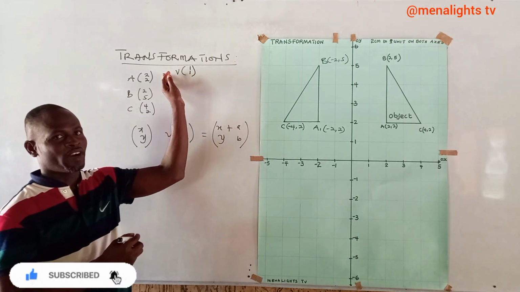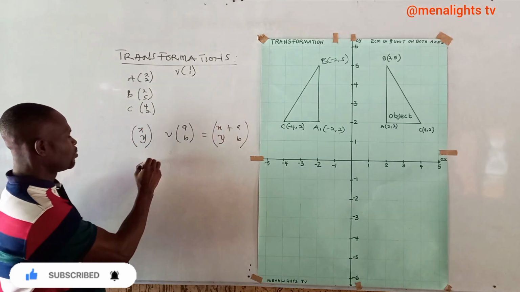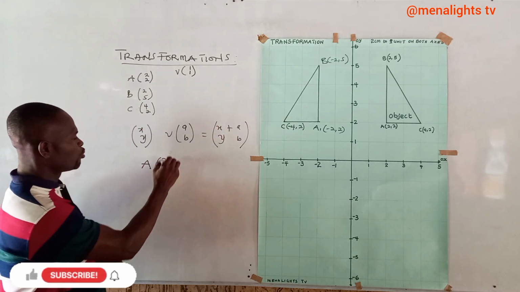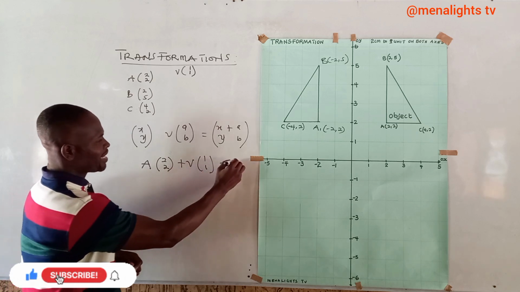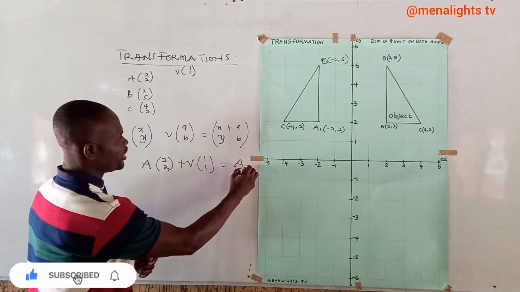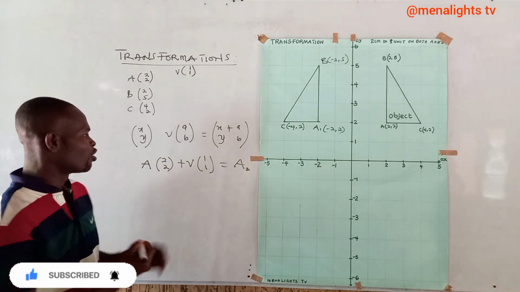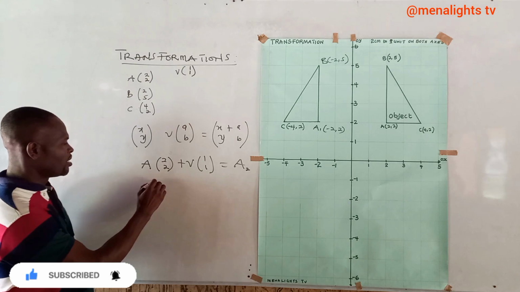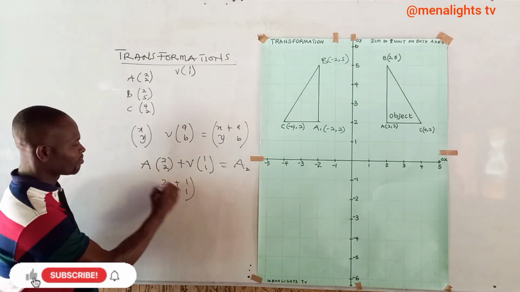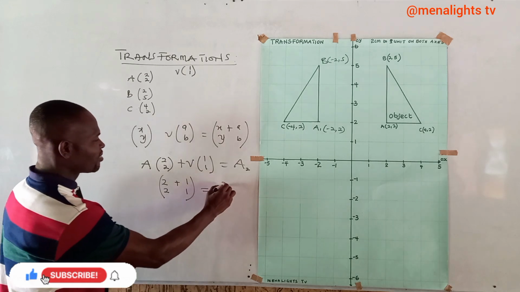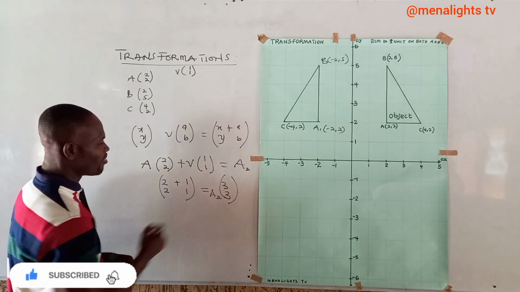When you have the vector V, (1, 1), all you have to do is add the vector to the point. The point A, which is (2, 2), plus the vector (1, 1) will give us the A image. Let's say A2. So we have (2, 2) plus (1, 1), which is going to give us (3, 3). That means our A2 is (3, 3).